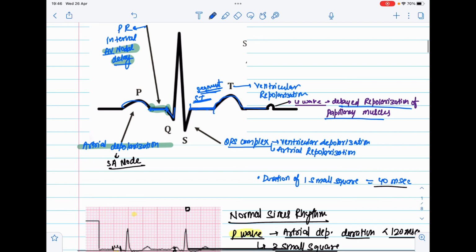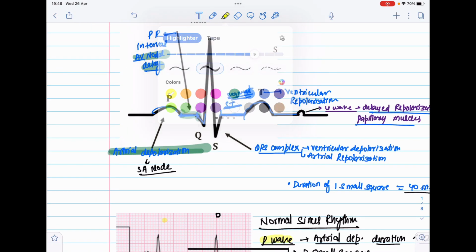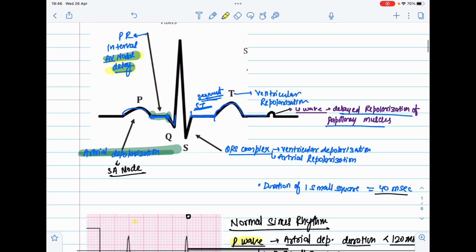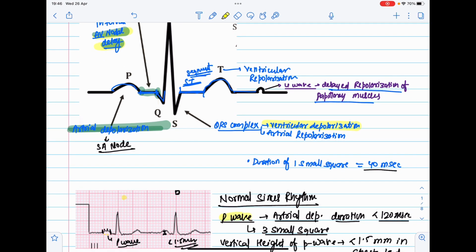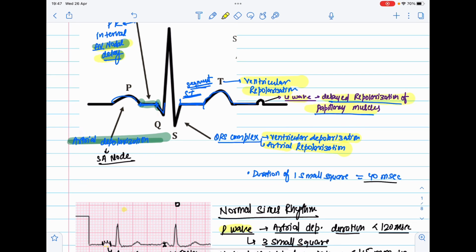So the first basic thing you need to know is what the P wave represents, what the QRS complex represents, what the T wave is for, and what the PR interval is for. This is the basic. So we will see it again. The P wave represents atrial depolarization, the PR interval represents AV nodal delay, the QRS complex represents ventricular depolarization. At the same time when the ventricle is depolarizing, the atrium is repolarizing. So atrial repolarization is also represented by the QRS complex only. And then the T wave represents ventricular repolarization and the U wave represents delayed repolarization of the papillary muscles.